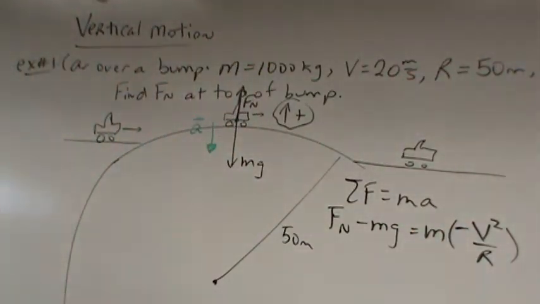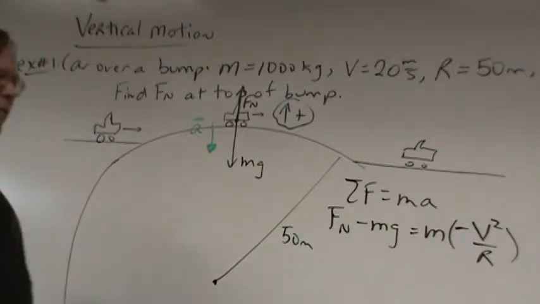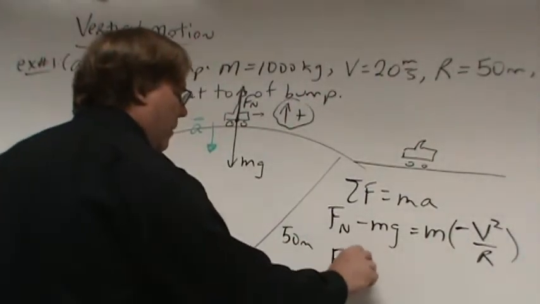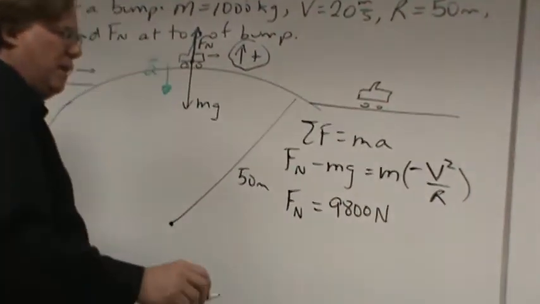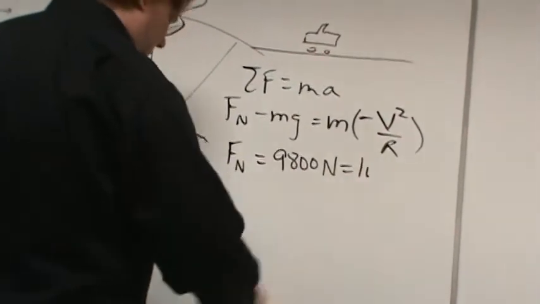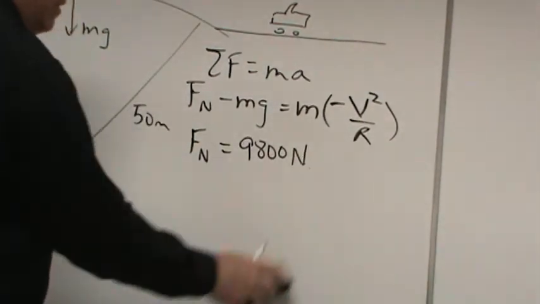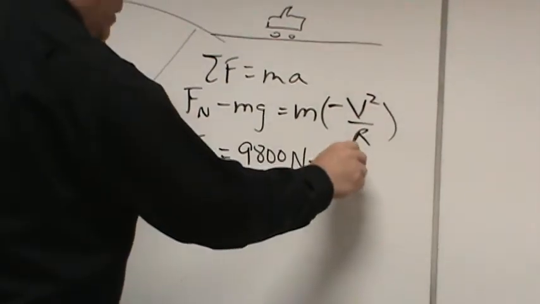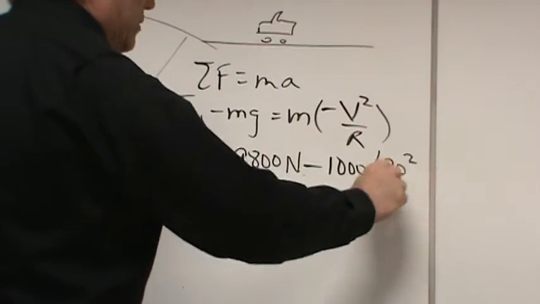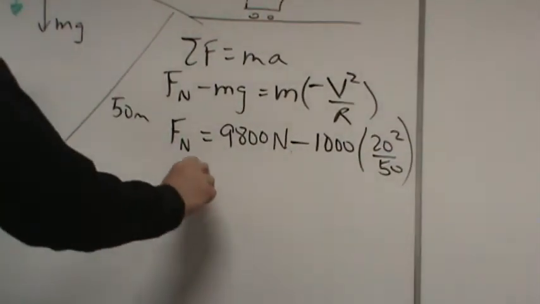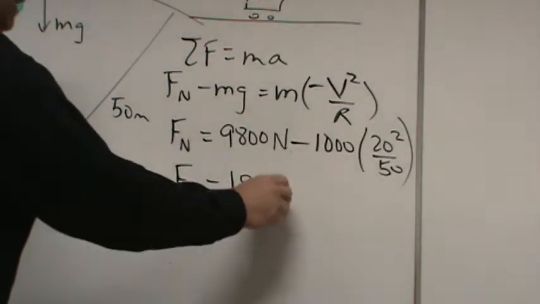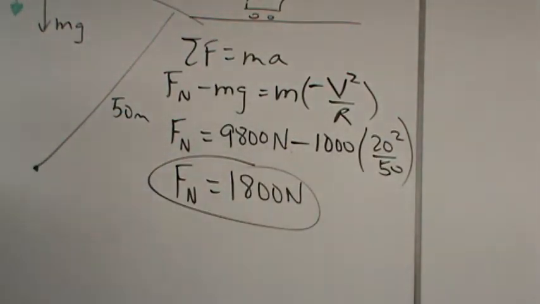Okay, so let's go ahead and solve for my normal force. My normal force equals mg, it's a 1,000 kilogram car, so it's a 9,800 newton car, minus 1,000 times 20 squared over 50. And so just trust me, I do the math. Punchy, punchy, and I get 1,800 newtons. Okay? You guys okay with that? A normal force of 1,800 newtons.